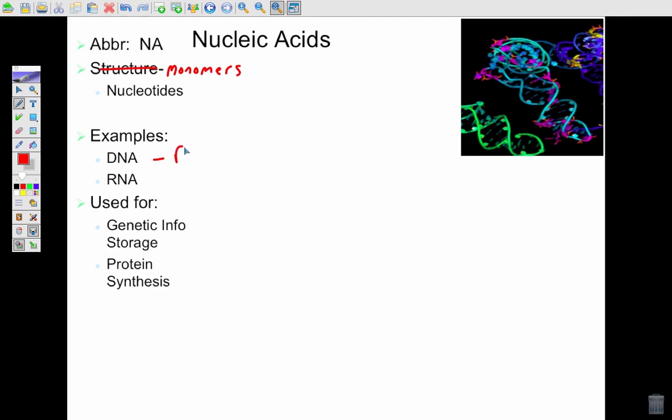Examples are DNA, and DNA stands for deoxyribonucleic acid. And another example would be RNA, which is just ribonucleic acid.